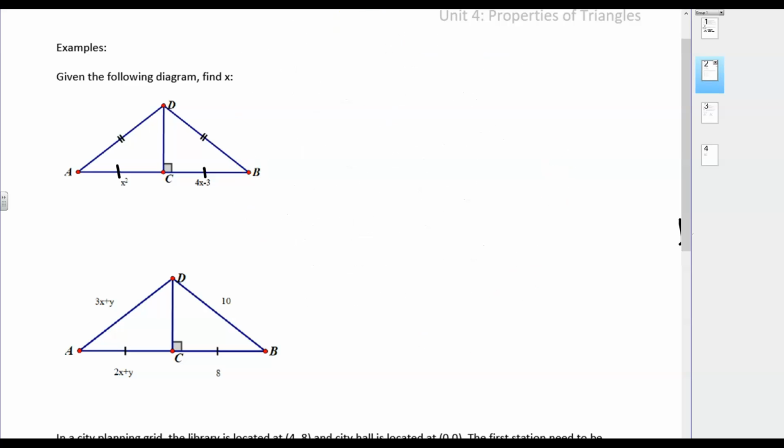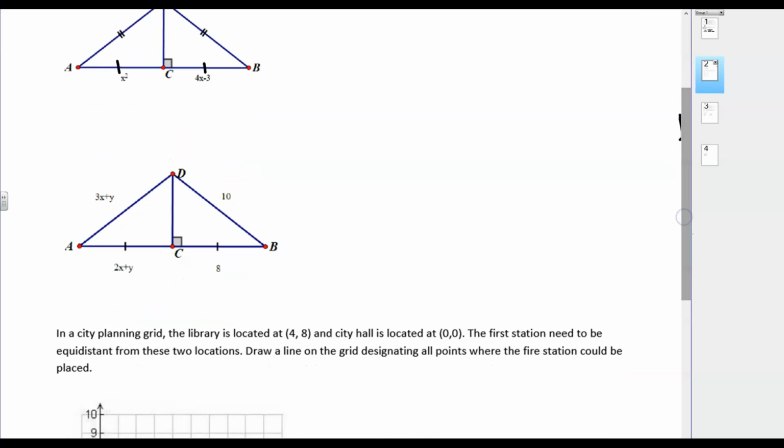All right, let's look at this next piece. Here we have, again, a perpendicular bisector. So I immediately can pull from this that 2x plus y is equal to 8. That's an easy equation to pull. And then I can also conclude, because DC is acting as a perpendicular bisector, these pieces must also be equal. AD must be congruent to DB. So I also know that 3x plus y is equal to 10.